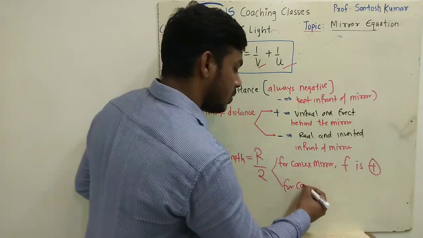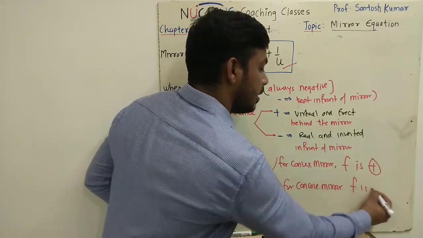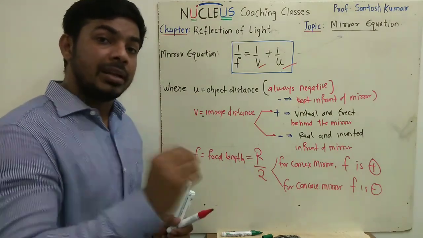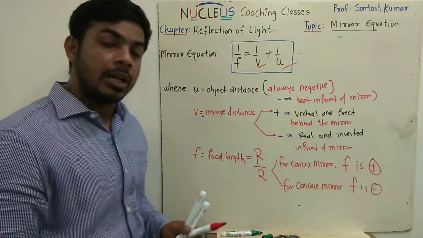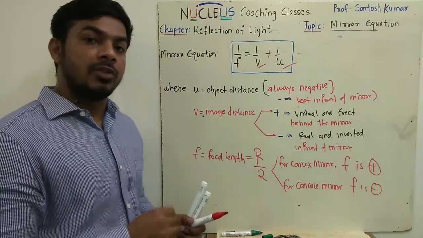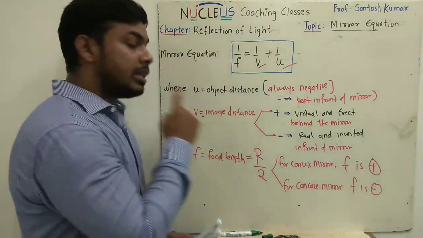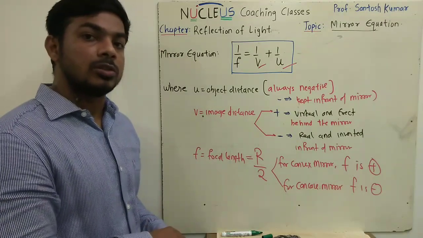And for concave mirror, focal length is taken as negative. That means if concave mirror is given, then directly you have to take focal length to be negative. And if convex mirror is given, you have to take focal length as positive. So remember, all these sign conventions are very important while solving numericals based on spherical mirror.